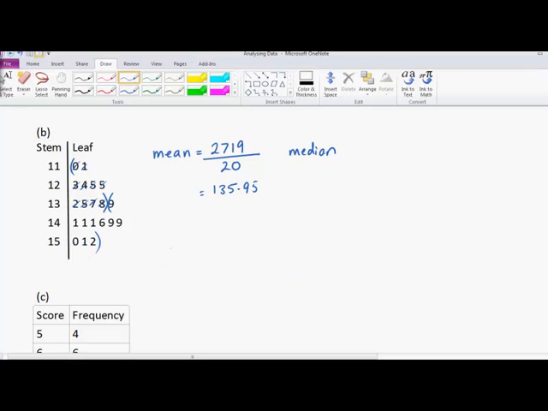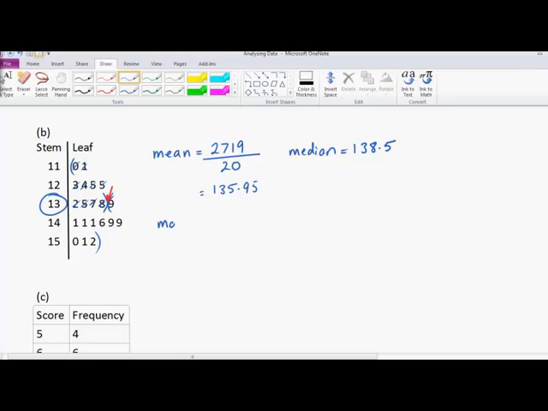And my median is the number in the middle of those two halves. So what number would be in the middle here? Now, you've got to find halfway between 8 and 9. Halfway between 8 and 9 is 8.5. So my median, remembering that I've got a stem here, my median is 138.5.